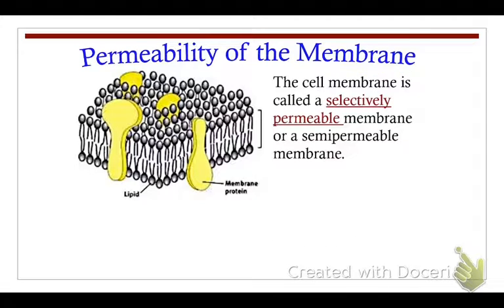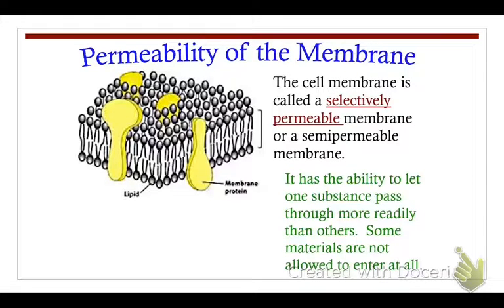So permeability of the membrane. We call the cell membrane selectively permeable, okay, or semi-permeable. What does it mean to have selective hearing? If you say, oh, I have selective hearing, what's that mean? Excellent. You get to hear what you want. You pick and choose what you get to hear. A selectively permeable membrane gets to pick and choose what comes in and out. Okay? It has the ability to let one substance pass through more readily than others. Some materials are not even allowed to enter at all.